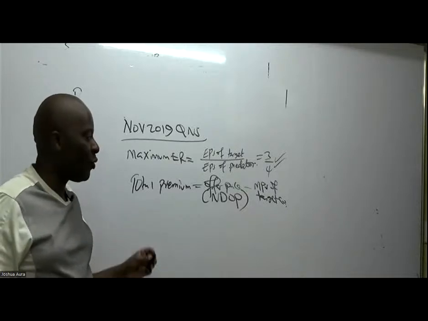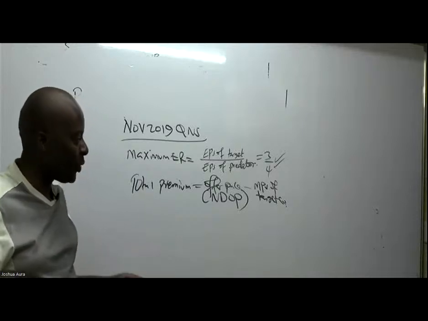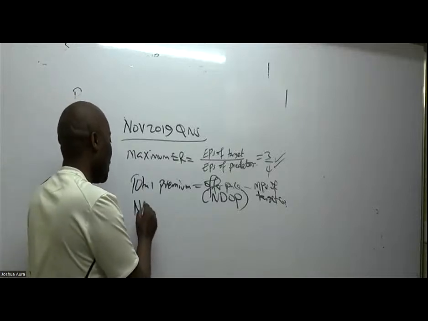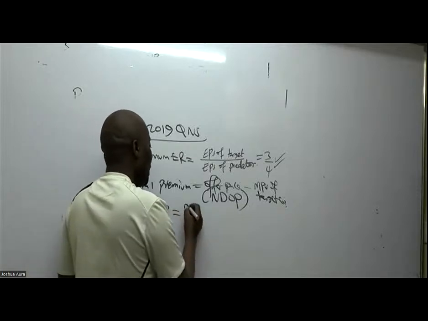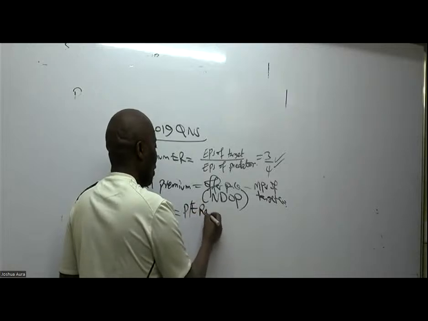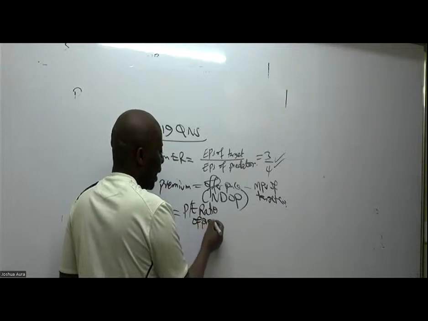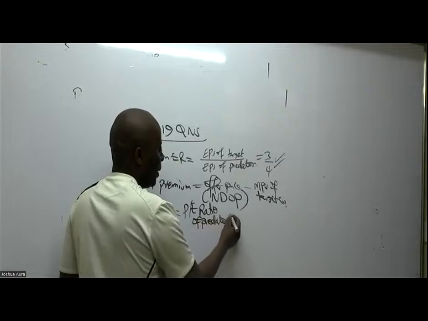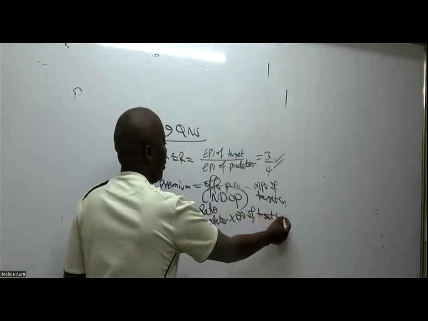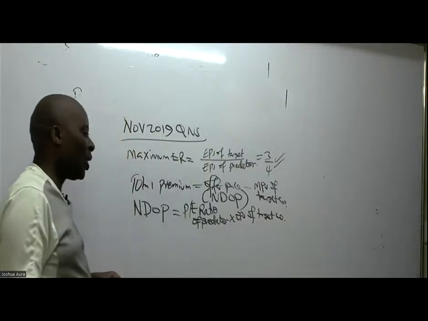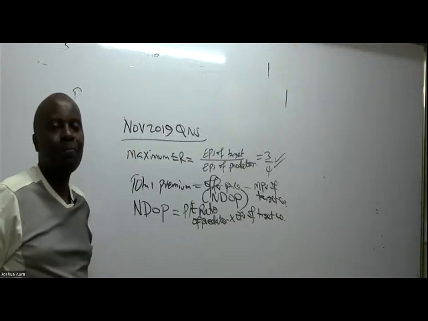So in this case here, we have the offer price, which is the non-diluting offer price. How do we get this non-diluting offer price? We take the PE ratio of the predator times the EPS of the targeted company.